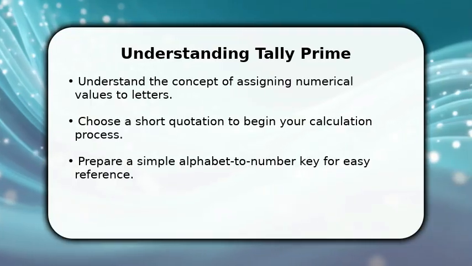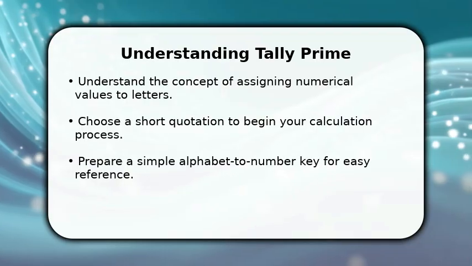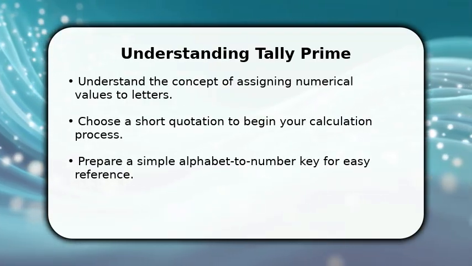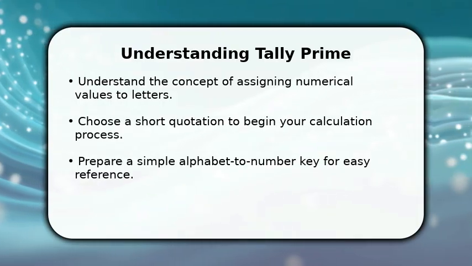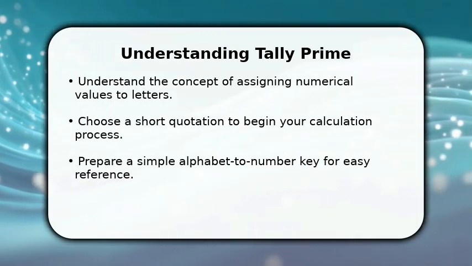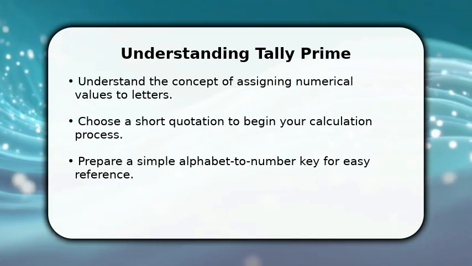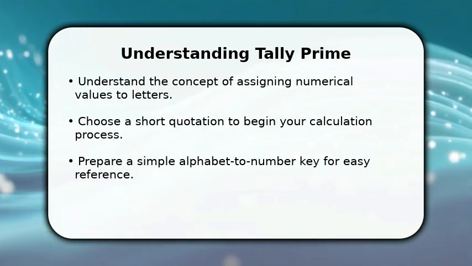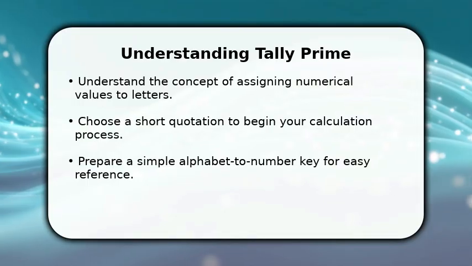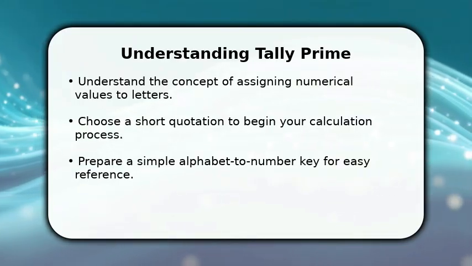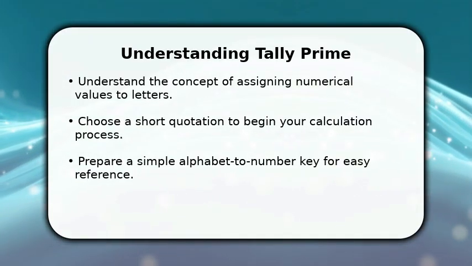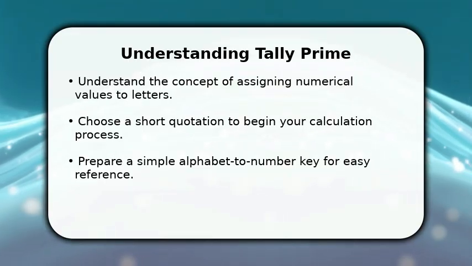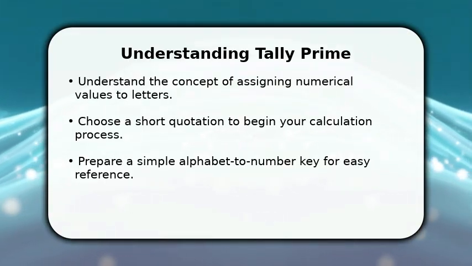In this video, I will explain how to make a quotation tally prime. First, select a meaningful quotation, perhaps one with 20 to 30 letters. Next, you will assign a numerical value to each letter. For instance, A will be 1, B will be 2, and so on, up to Z as 26. This initial step is crucial for converting your chosen words into a numerical sequence. We'll then sum these values to get a total.